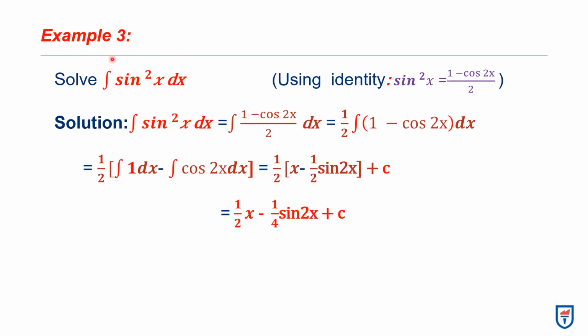Let's now look at our third example for solving a trigonometric function, which says: solve the integral of sin squared x dx. Using the identity rules of trigonometry, we know that sin squared x plus cos squared x is equal to 1, and also sin squared x is equal to (1 - cos 2x) over 2. So in place of sin squared x, you can put (1 - cos 2x) over 2. So here you can write the integration of sin squared x dx as the integration of (1 - cos 2x) over 2.